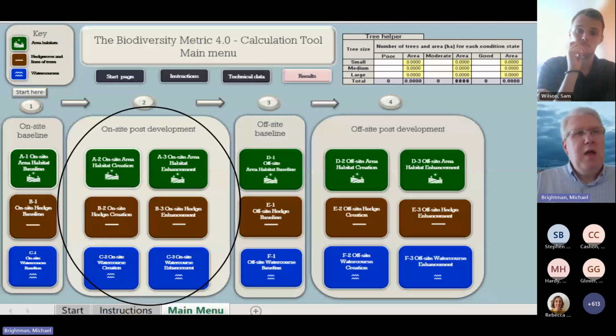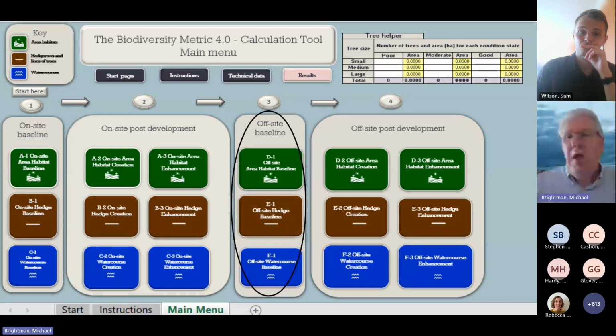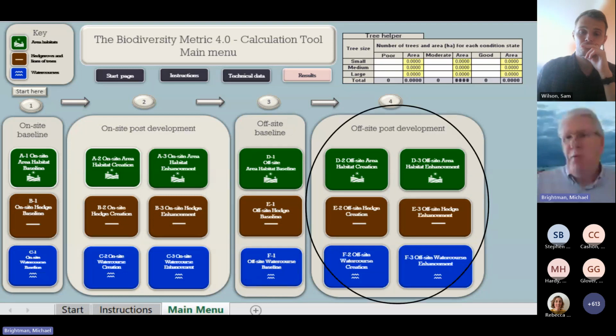Where an application provides all the units required for mandatory biodiversity net gain on site, these are the only 2 calculations required. Where units are required off-site, 2 further calculations are required, and these are done in the same metric. First of all, a baseline calculation of the land on which off-site units are going to be provided. And then secondly, the post-intervention calculation of the habitat creation and enhancement that is happening on that off-site land.